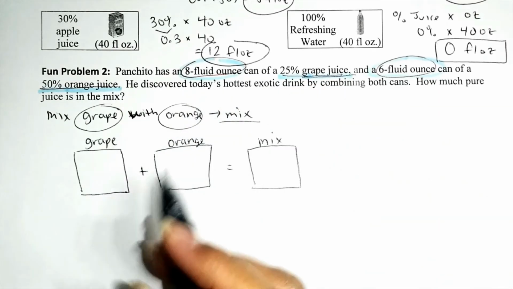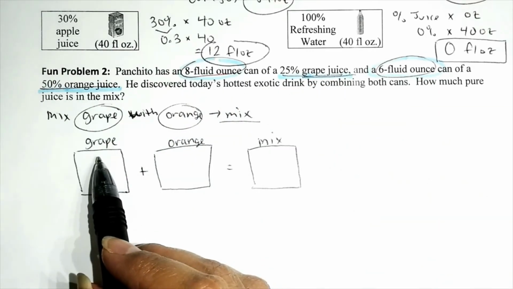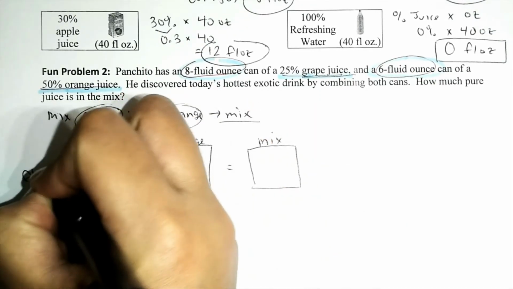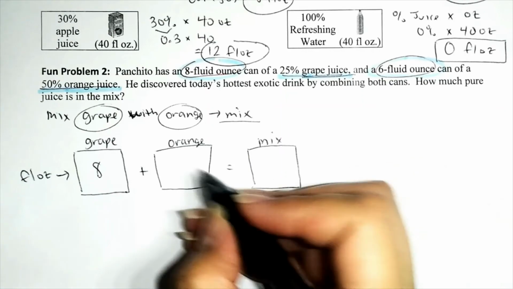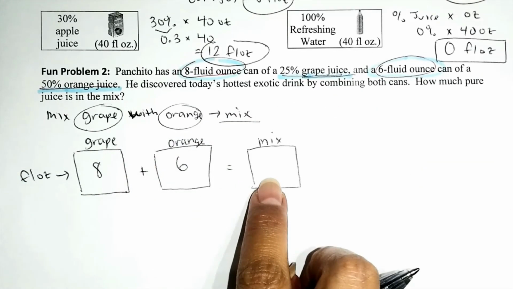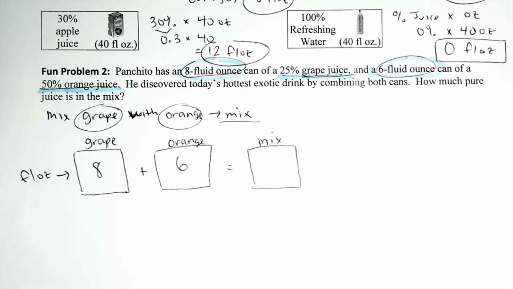Okay, how much grape juice do I have? We have 8 fluid ounces, so we have 8. I'm just gonna put fluid ounces here. Okay, and then orange juice, we have 6 fluid ounces. Okay, let me just go ahead, complete it. So the question is, how much pure juice is in the mix? You know what, let me just write down these other facts and then we'll do the rest.